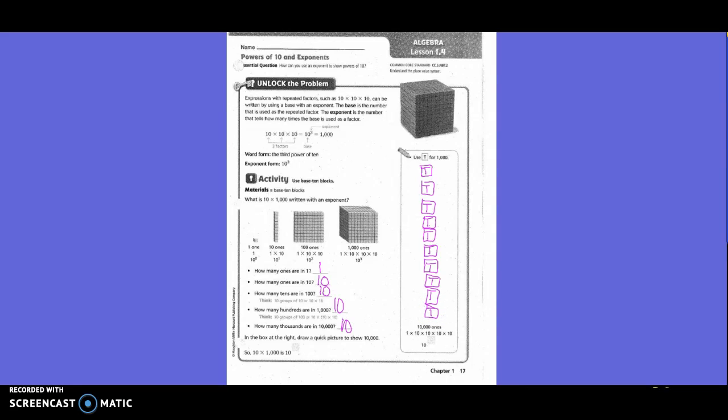Okay, so 10 times 1,000 is what? Well, it's 10,000, but we want our little exponent, okay? So, how many zeros do you see there? 4. So, it would be 10 to the 4th power, okay? And then over here, that would be the same thing, 10 to the 4th power.